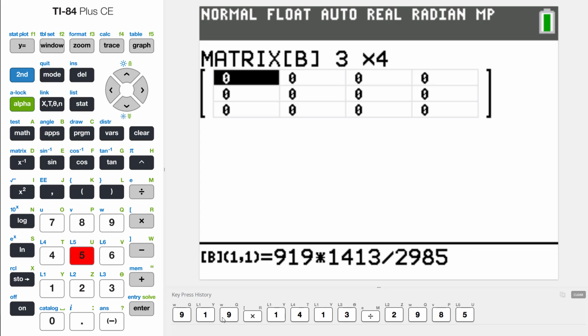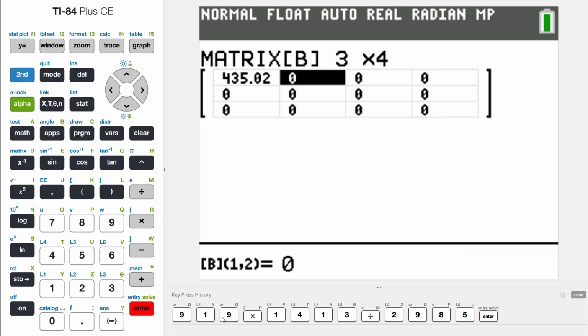So as you can see, we have our row total, which is 919. We have our column total, which is 1413. And we're dividing that by the table total, the grand total, 2985. Here's what we get. That's our expected count for very happy and married. And we're going to do the same for the rest.